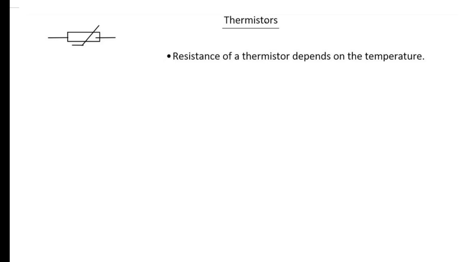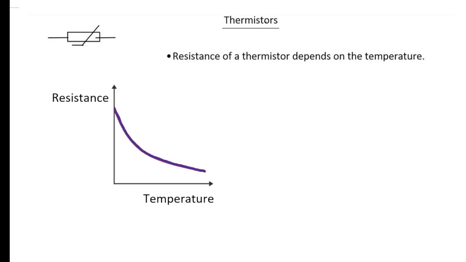In this video, we are going to discuss thermistors. Thermistors are a special type of resistor, and the resistance of a thermistor depends on temperature, as the name implies. The circuit symbol for a thermistor is given on the top left-hand side. The graph of resistance against temperature looks quite similar to that of an LDR. When the temperature is low, the resistance is high, and vice versa. When the temperature is high, the resistance is low.